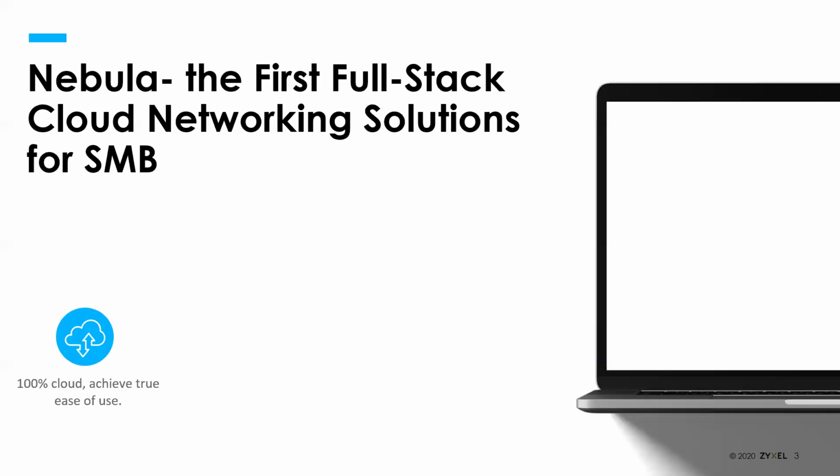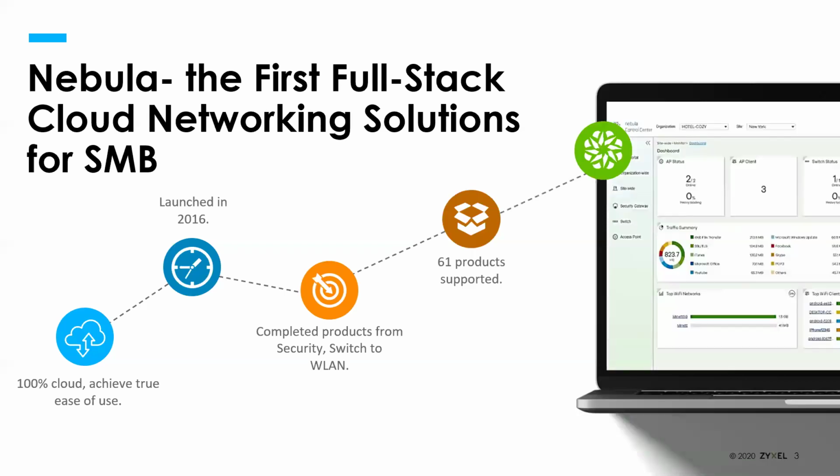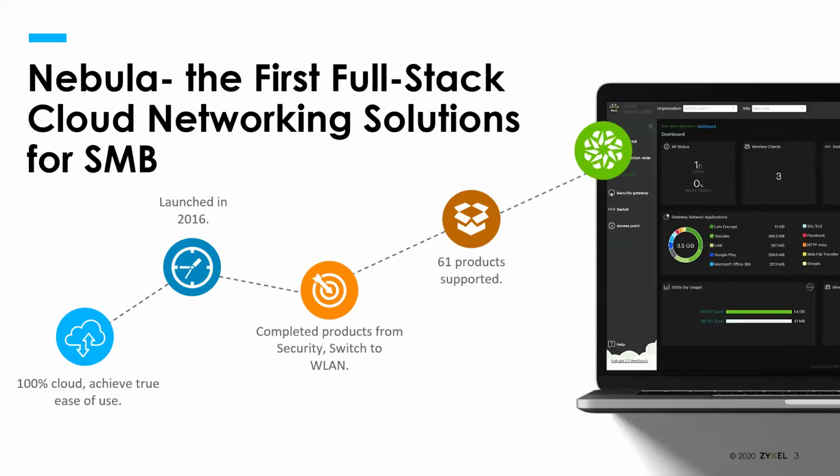So Nebula was what we call the first full stack cloud networking solution for SMB. Nebula got started and launched all the way back in 2016. Back then, when it came to cloud management of your networks, there weren't a lot of players out there, and those who were there were primarily focused on the enterprise space, or were focused on very specific product lines. For instance, there were a couple of different companies that were only doing wireless access points. Cisco's Meraki is probably the most famous, even back then, as far as cloud managed solutions. But they were aimed at the enterprise space.